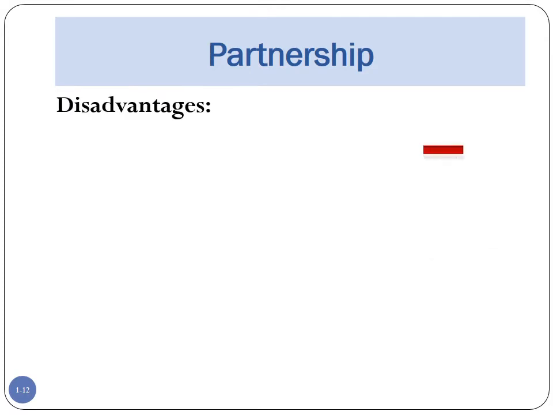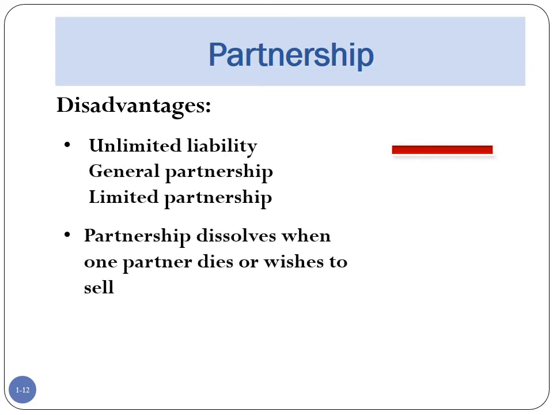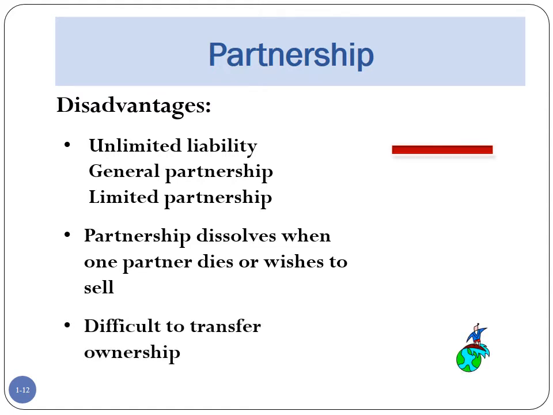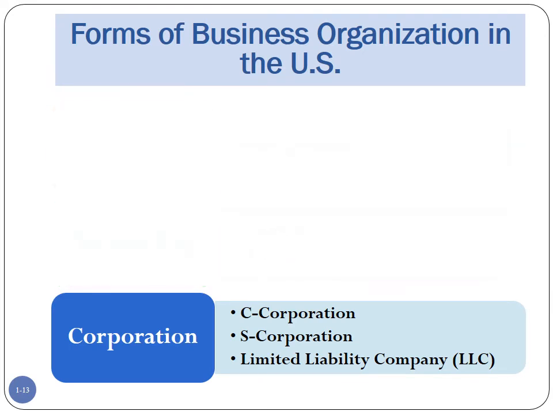There are several important disadvantages, though. There is unlimited liability for each partner, so you had better know your partners very well. A partnership remains only as long as all of the partners remain a part of it. So it dissolves when one partner dies or wishes to sell. It's also difficult to transfer ownership. A partnership is predicated on specific individuals being the partner. The third form of business organization is a corporation.